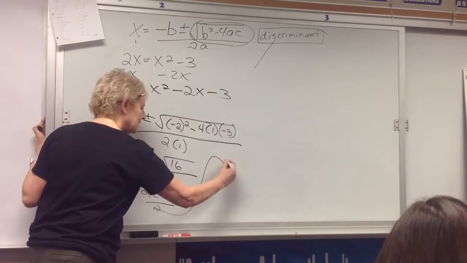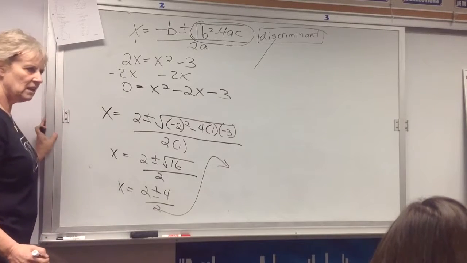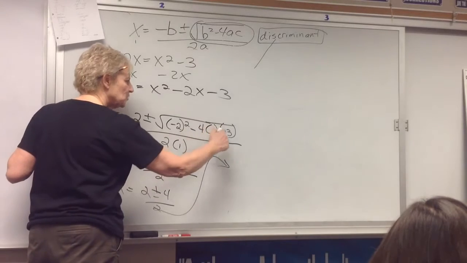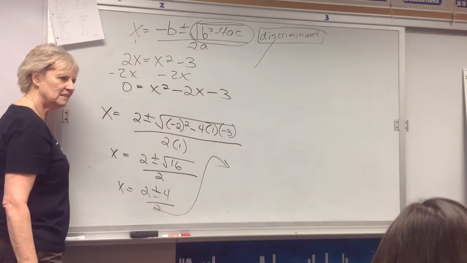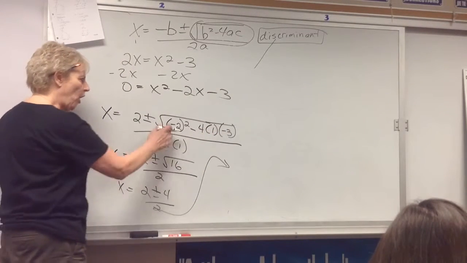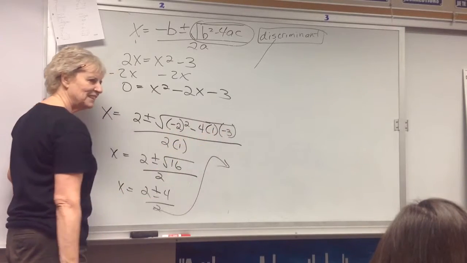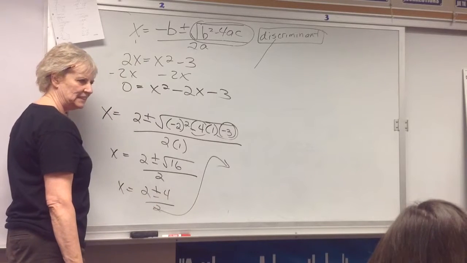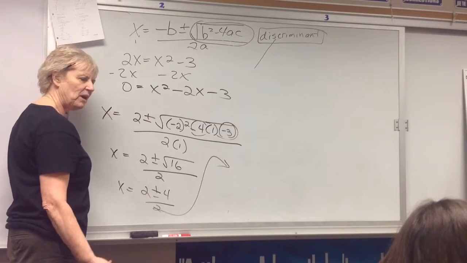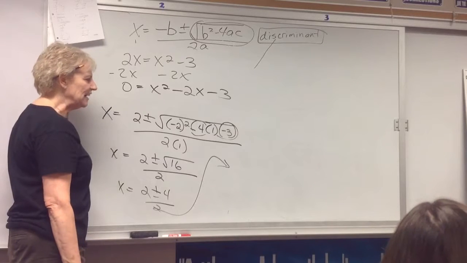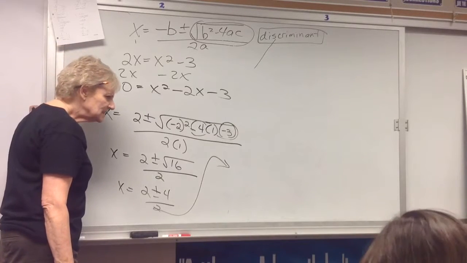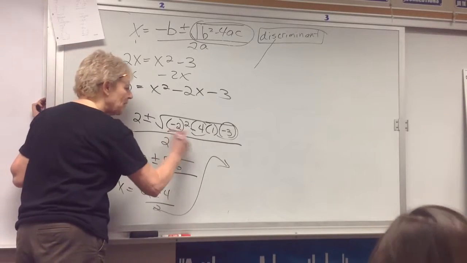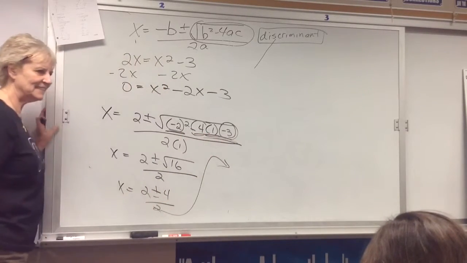How did you get 16? Because negative 4 times negative 3 is positive 12, and 4 plus 12 is 16. Why didn't you do that? Order of operations: you've got to multiply that first.